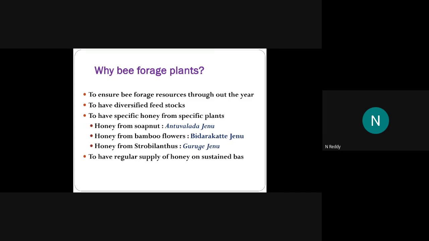That is, we have to plant different species of plants, tree plants, usually perennial plants, in the vicinity of our apiary beekeeping unit to ensure the availability of food source flowers throughout the year. Different species of flowers will have a flowering period in different seasons of the year. This must be utilized for planning the planting of bee forage plants.